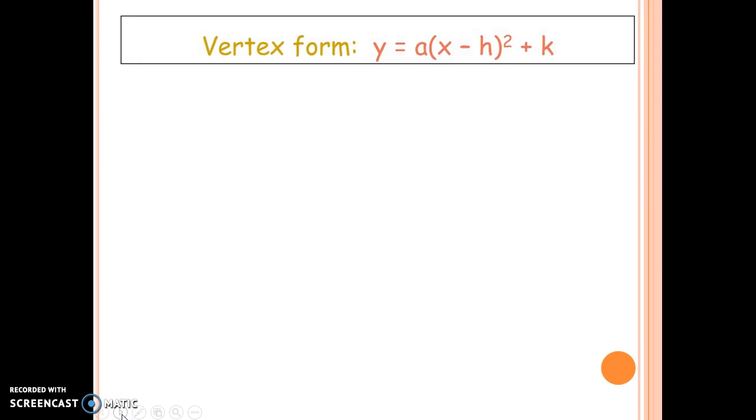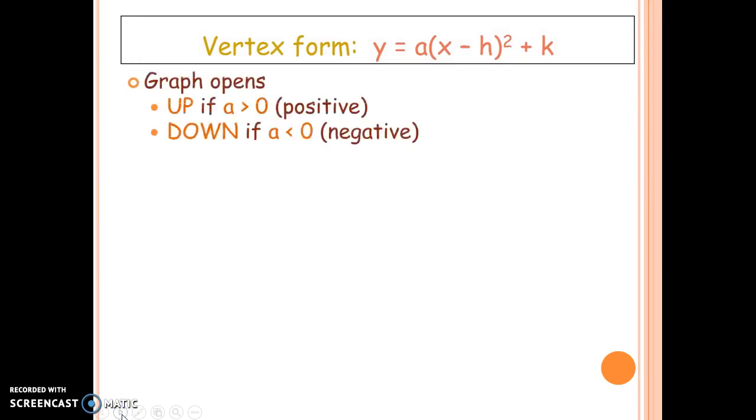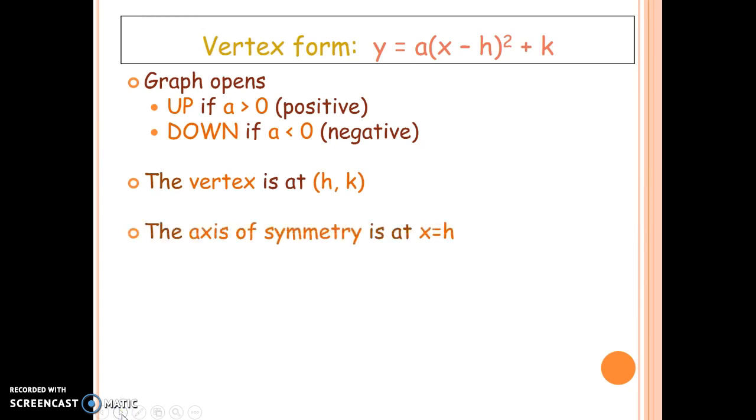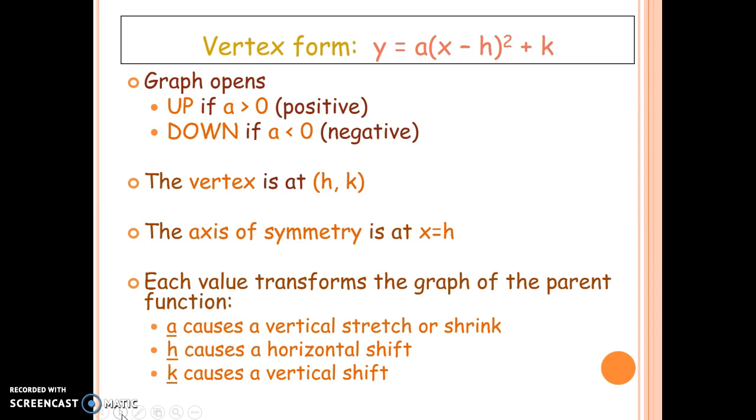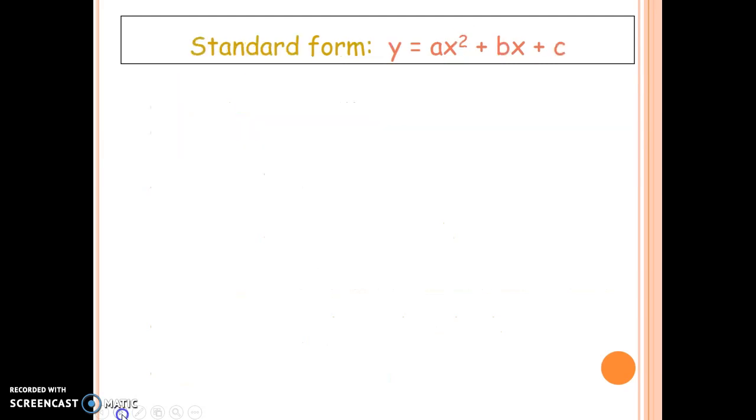So let's review what we learned about the vertex form of a quadratic. If it opens up, that means your a is greater than 0, or positive. If it's opening down, then your a is going to be negative. The vertex is at the point (h, k). The axis of symmetry is the line that has the equation x equals h. And each value transforms the graph of the parent function. Remember that a causes a vertical stretch or shrink. Compression is another word for shrink. h causes a horizontal shift, and k causes a vertical shift.